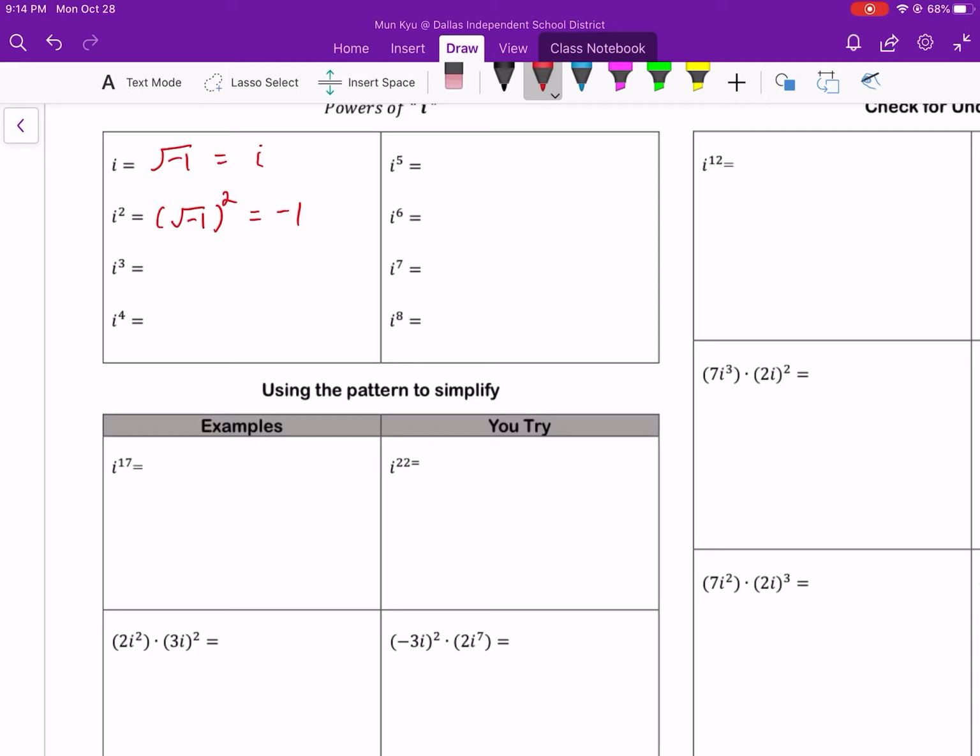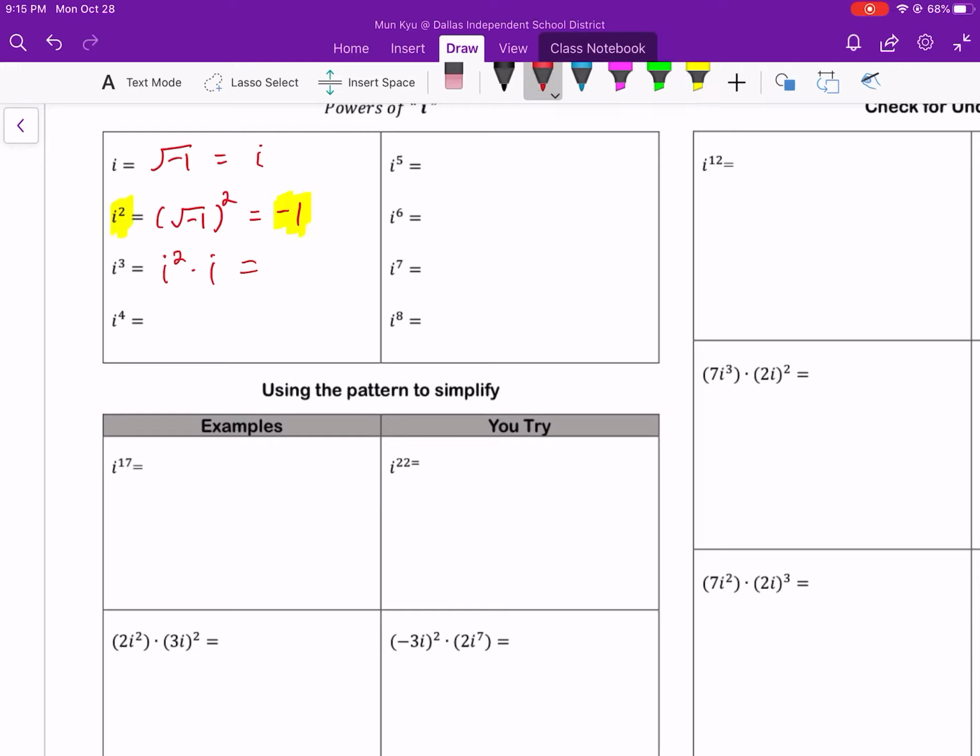Now, i cubed is going to be more interesting because i cubed is i squared times i. Because if you look at it right now, i squared times i, now we have 3 i's, right? And again, i squared here is equal to negative 1. So instead of i squared, I'm going to put negative 1, and for the i I will just put i, which is going to be just negative i.